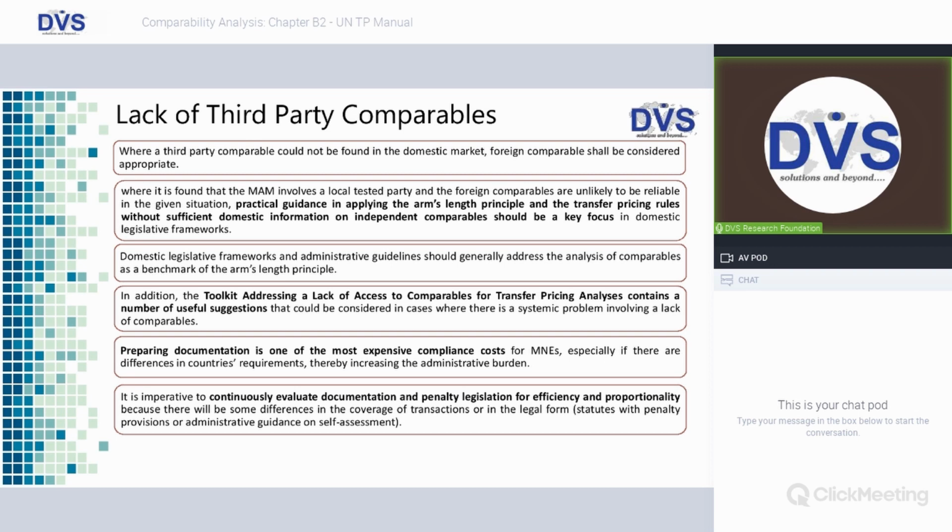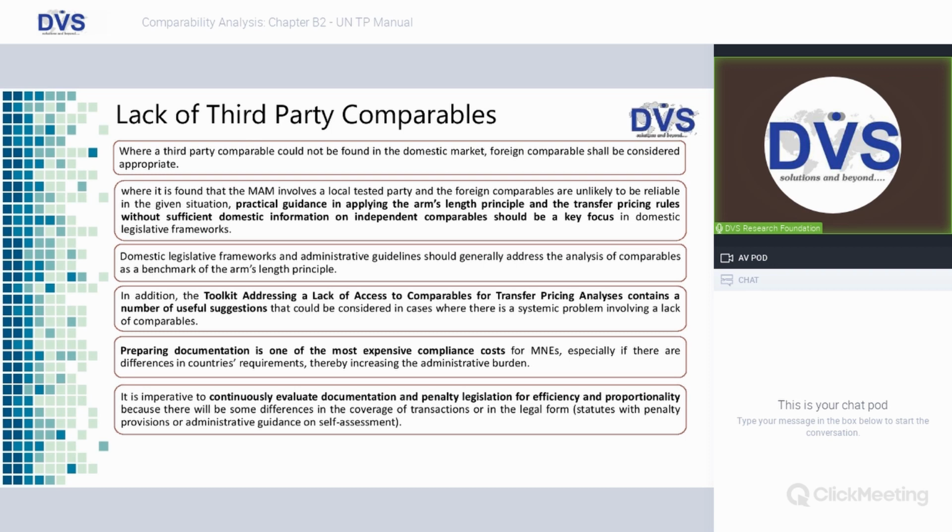Say if ours is only 12%, and the range which we have got is 13 to 20%, then our transaction would not be justified to be at arm's length, and we need to do some transfer pricing adjustments, not comparability adjustments, but transfer pricing adjustments.